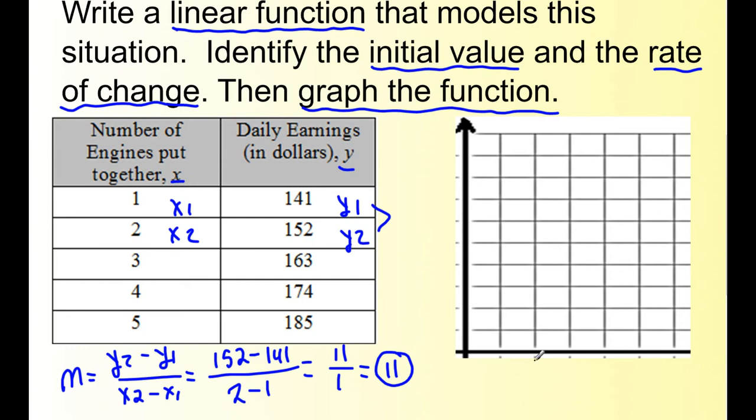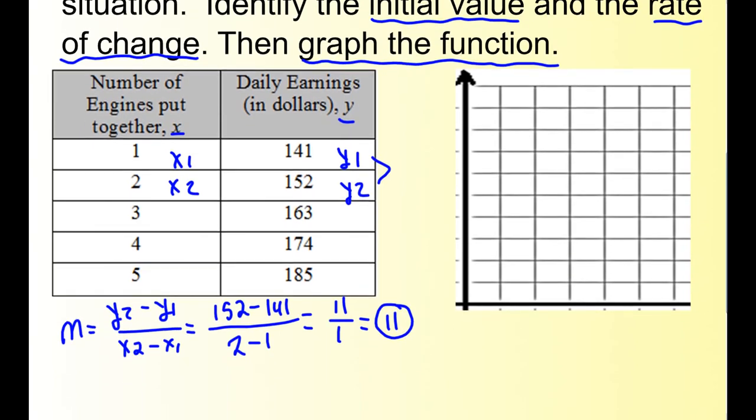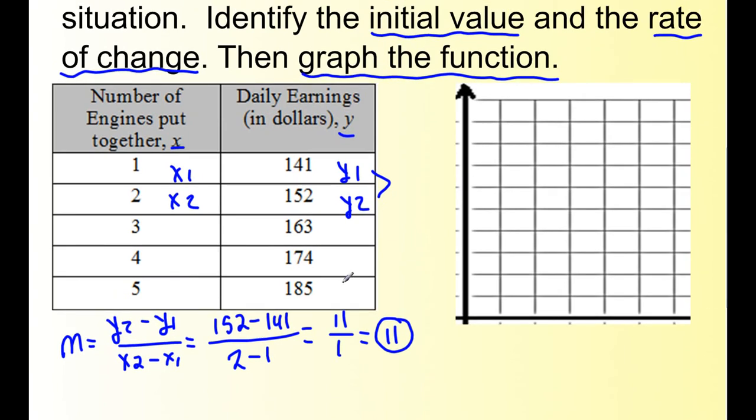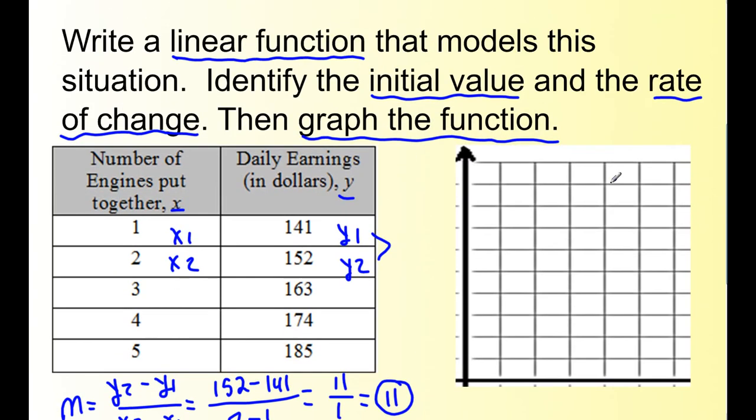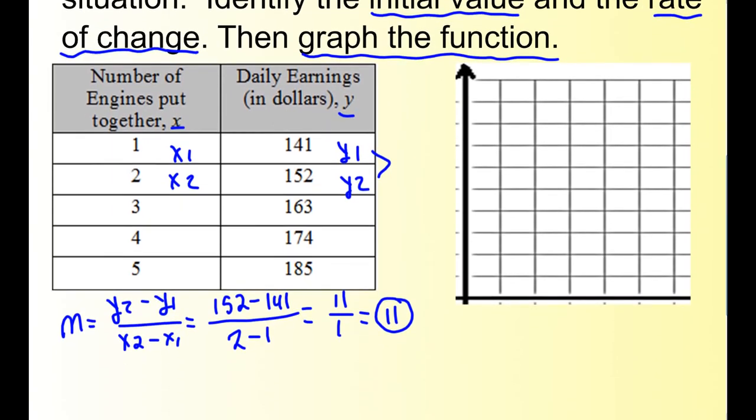Maybe. Is it 11 bucks an hour? Well, I don't know. It's 11 something. We'll figure out what this rate of change represents in this scenario. That's definitely the slope. And then, in order to continue writing this function, because we have our rate of change, we need the initial value. We need the y-intercept.